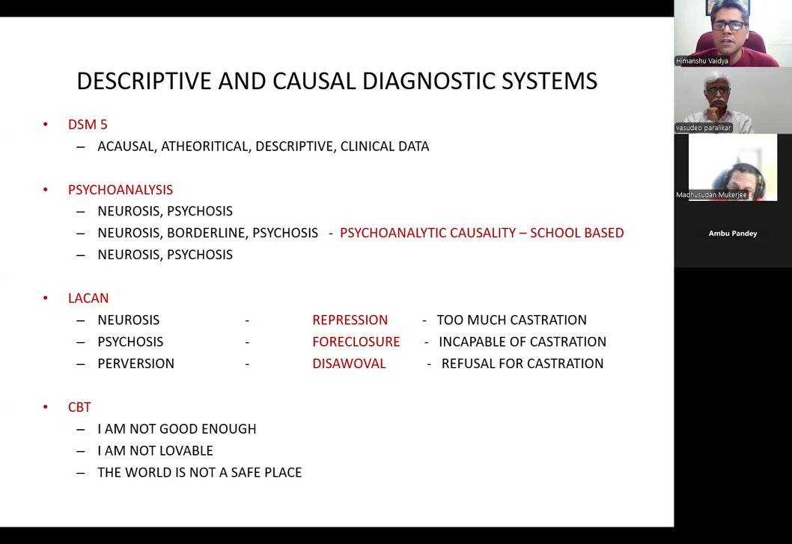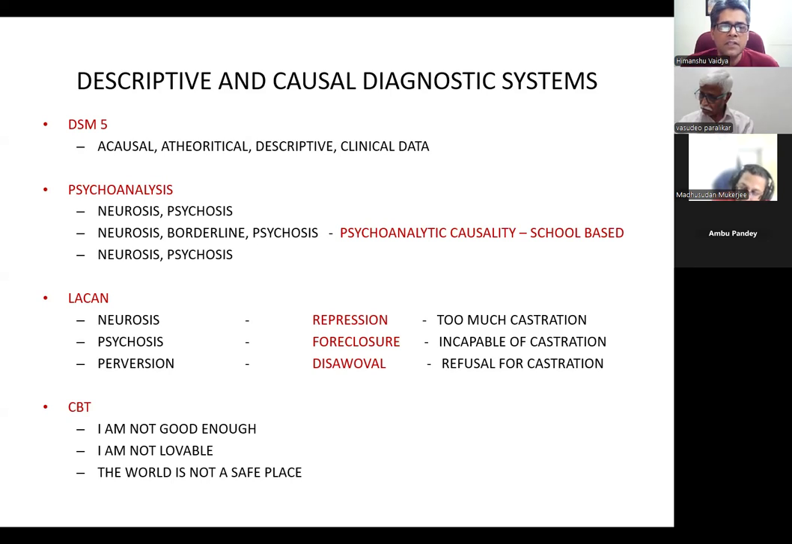And the third is perversion, where the personality refuses castration. It's capable of it, but refuses. And therefore goes into perverted acts. So it's not that the person who is committing perverted acts does not know what is right and wrong. He refuses to accept the boundaries of right and wrong. So he is capable of healthy castration, but he refuses it. So the mechanism there is disavowal.